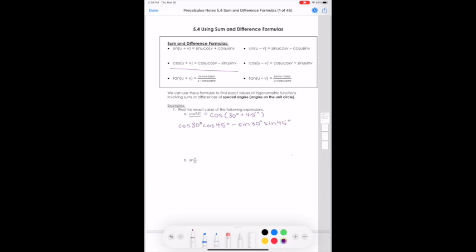Alright, and then using the unit circle, we'll find the values for each of those. So cosine of 30, we can switch to root 3 over 2. Cosine of 45, we can switch to root 2 over 2. And so on. And from here we just simplify, and then we're good to go.